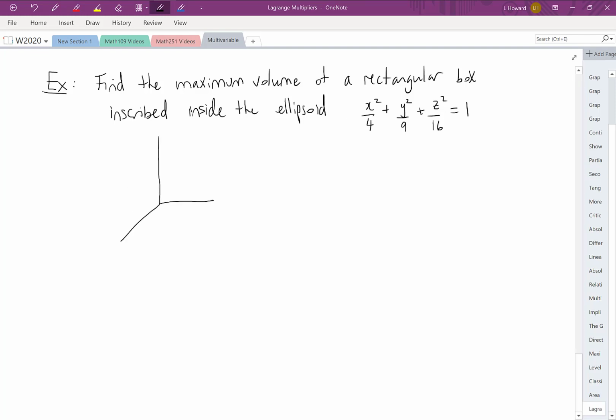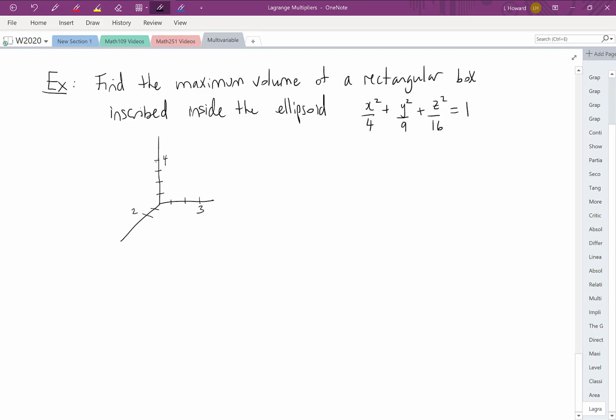In 3D space, if we wanted to think about some intercepts here, we could set y and z equal to 0 and figure out what that would mean for x. So x squared over 4 would have to be 1, meaning x could be plus or minus 2. So I'm just going to draw the positive x-intercept. Okay, so that would be 2. In a similar way, you'd have a positive y-intercept of 3 and a positive z-intercept of 4.